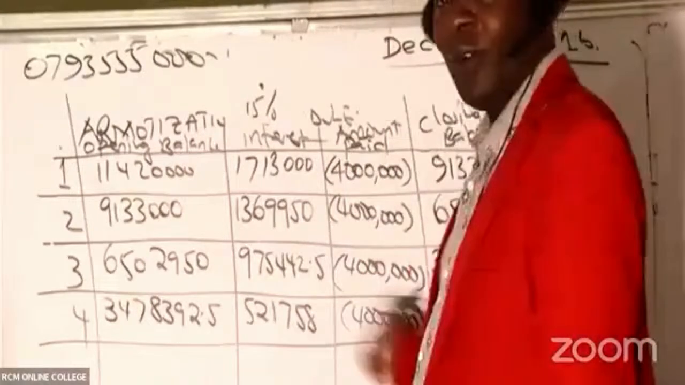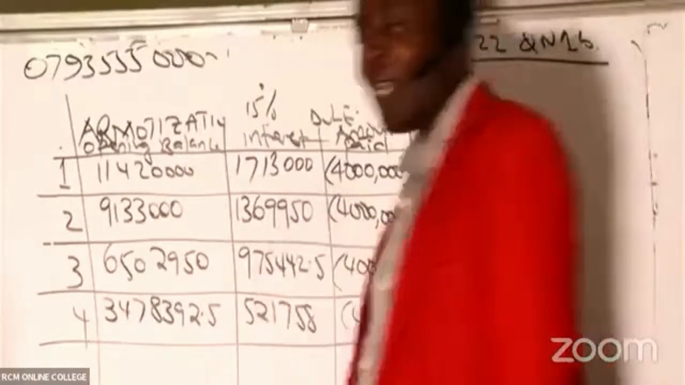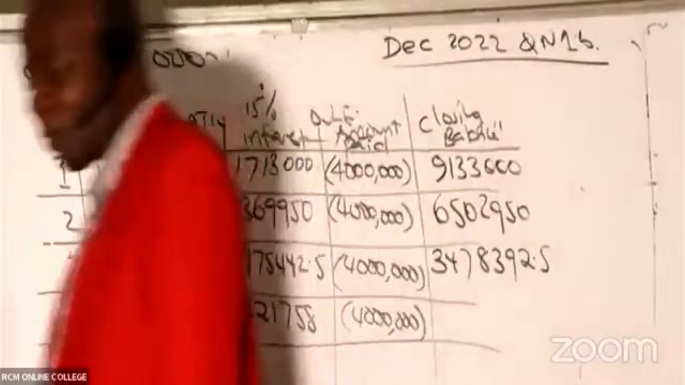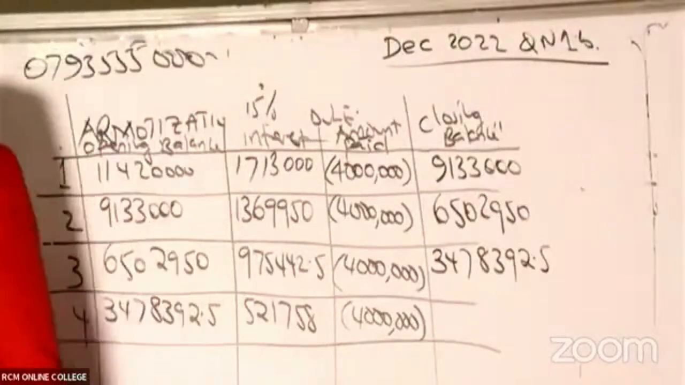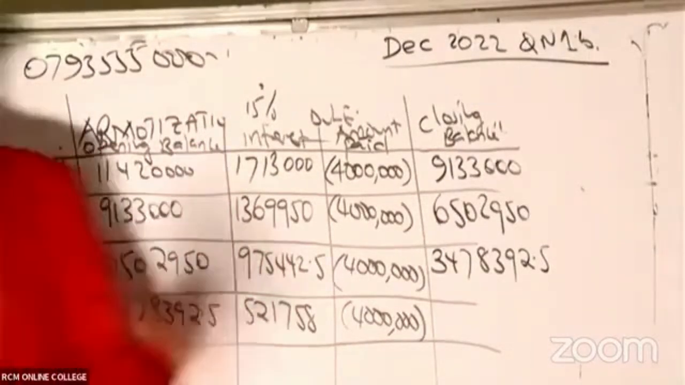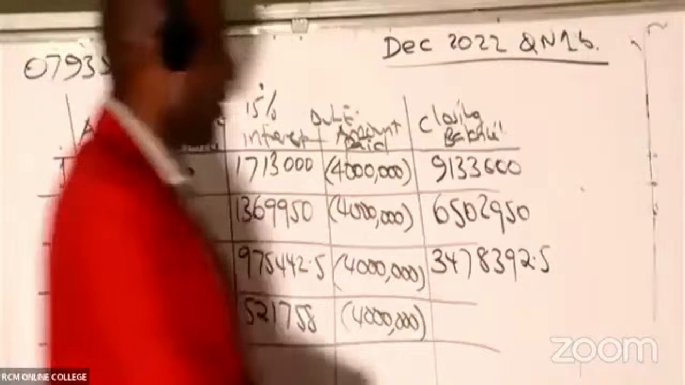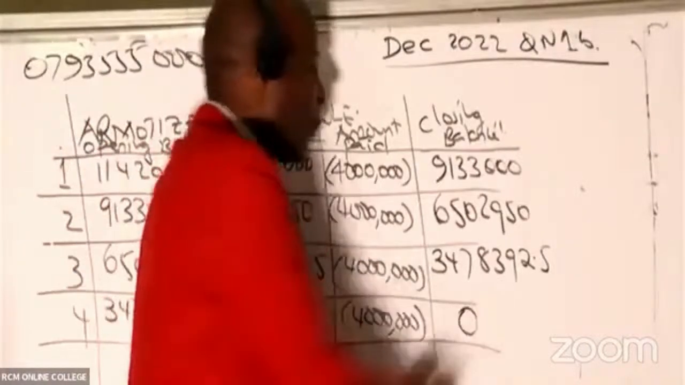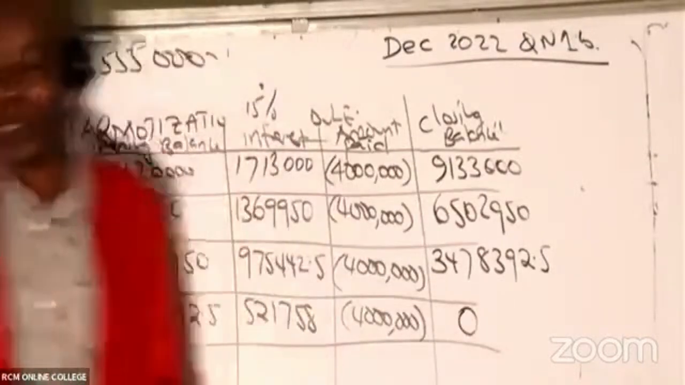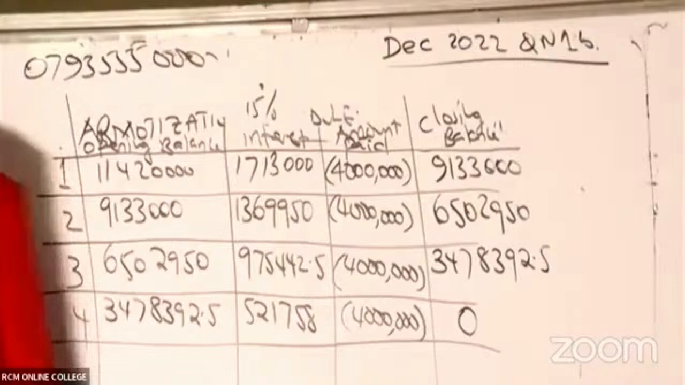No. What do you write there? The last one. It has to amortize to 0. Don't write 151 there. You have to be bright. You write a 0 there. It has to amortize to 0.